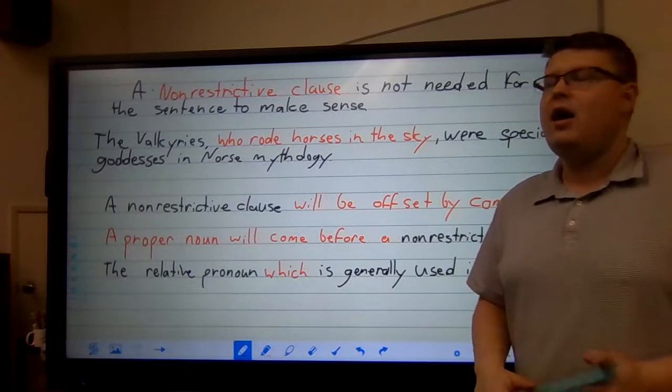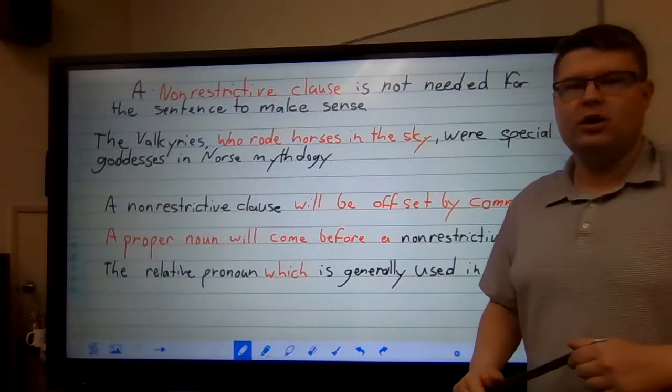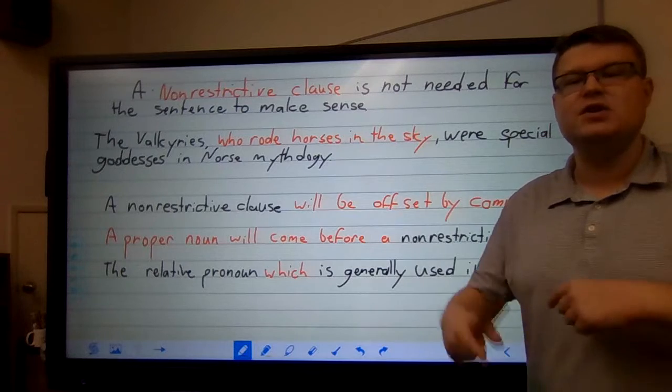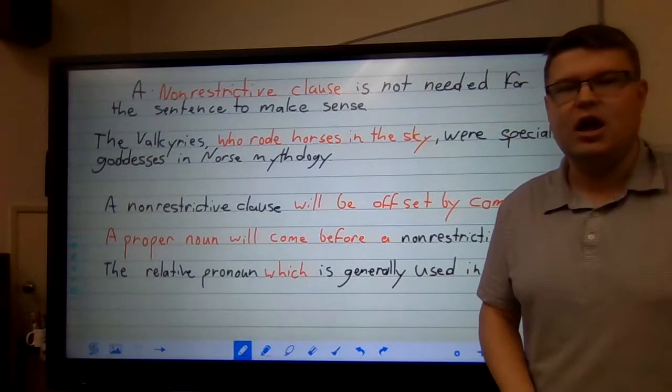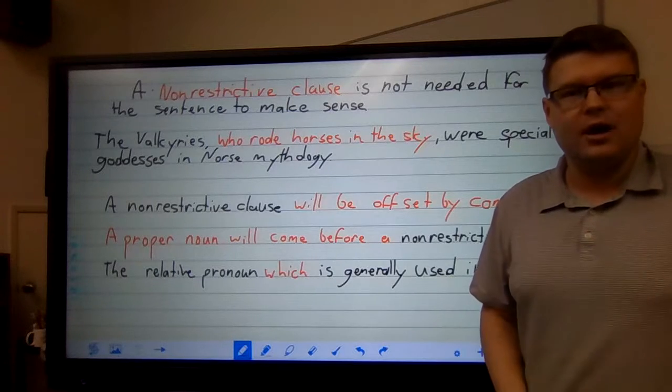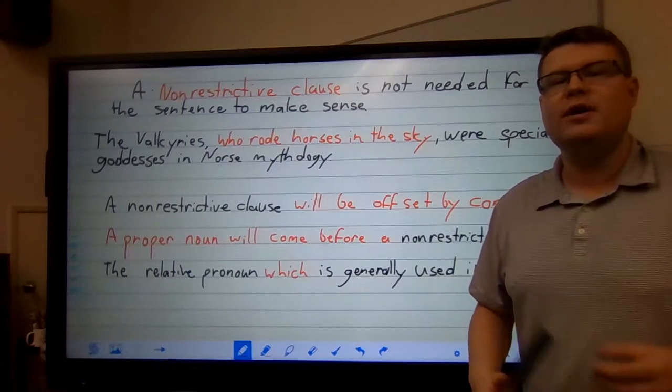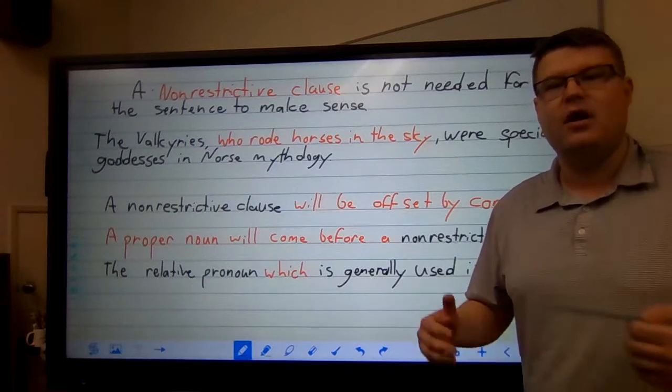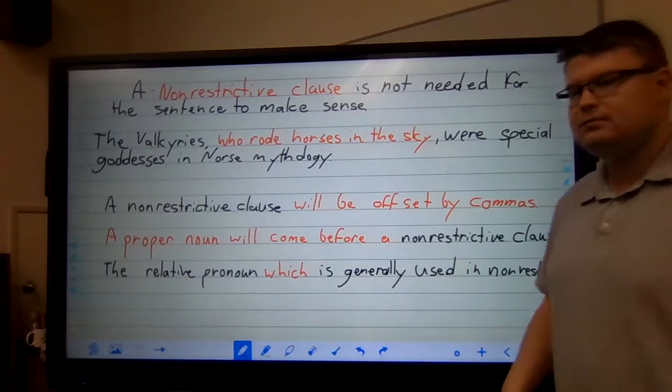If you need a better explanation for non-restrictive clauses, you can rewind this section to the beginning to hear the explanation again, or look in your book on page 146 where there is a detailed explanation of non-restrictive clauses.